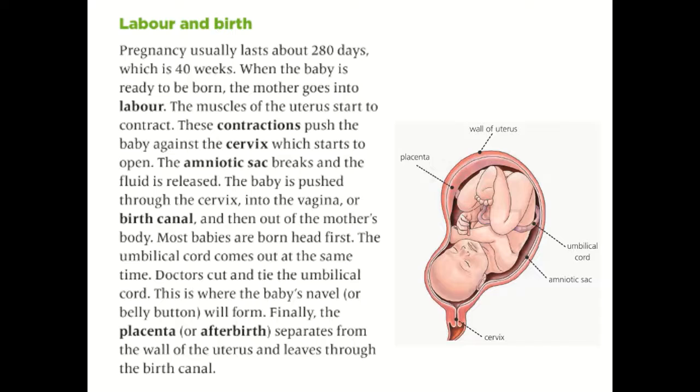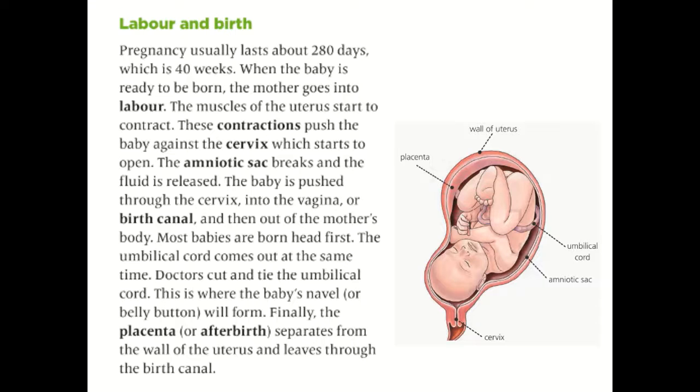Labor and birth. Pregnancy usually lasts about 280 days, which is 40 weeks. When the baby is ready to be born, the mother goes into labor. The muscles of the uterus start to contract. These contractions push the baby against the cervix, which starts to open. The amniotic sac breaks and the fluid is released.